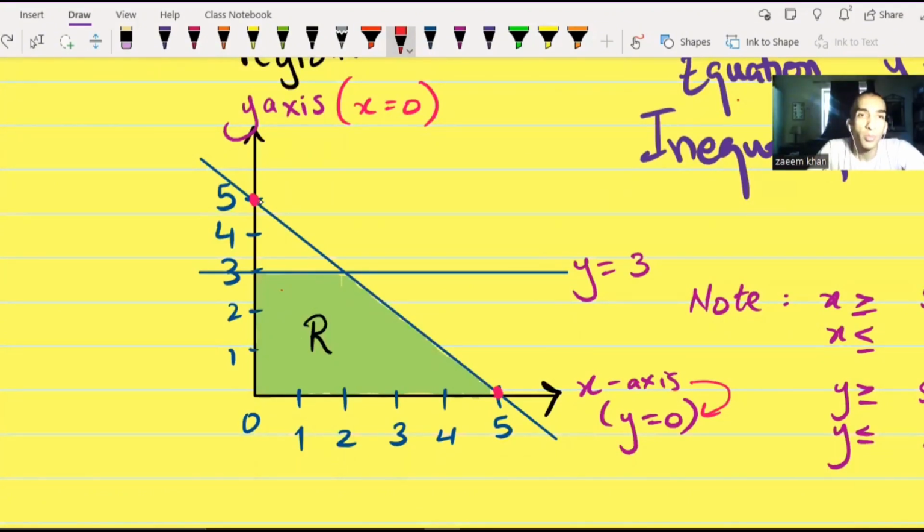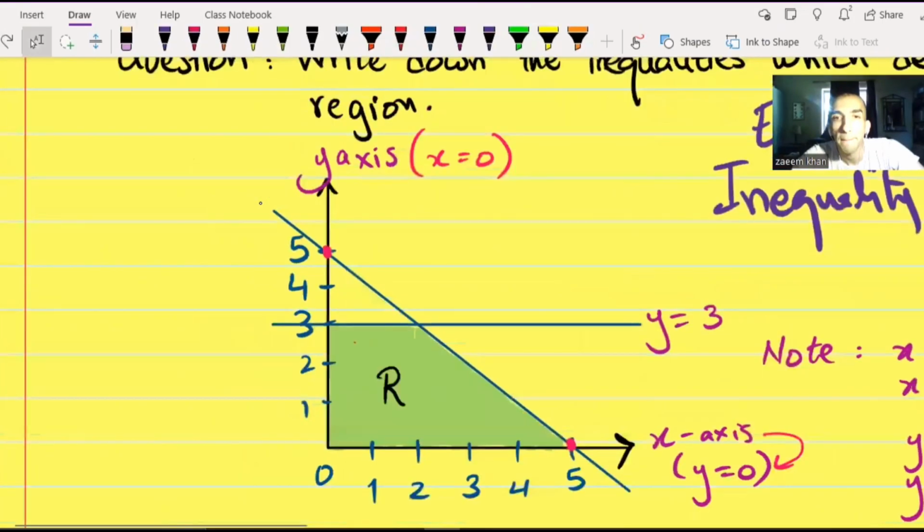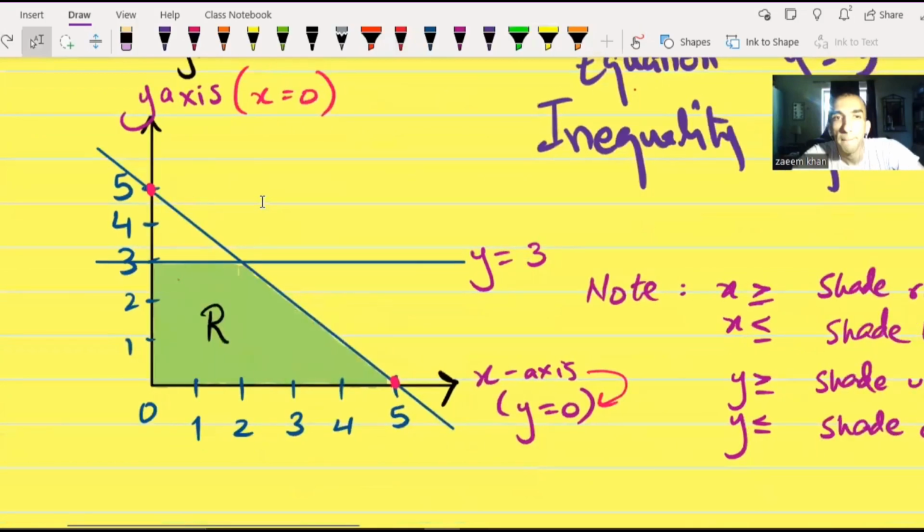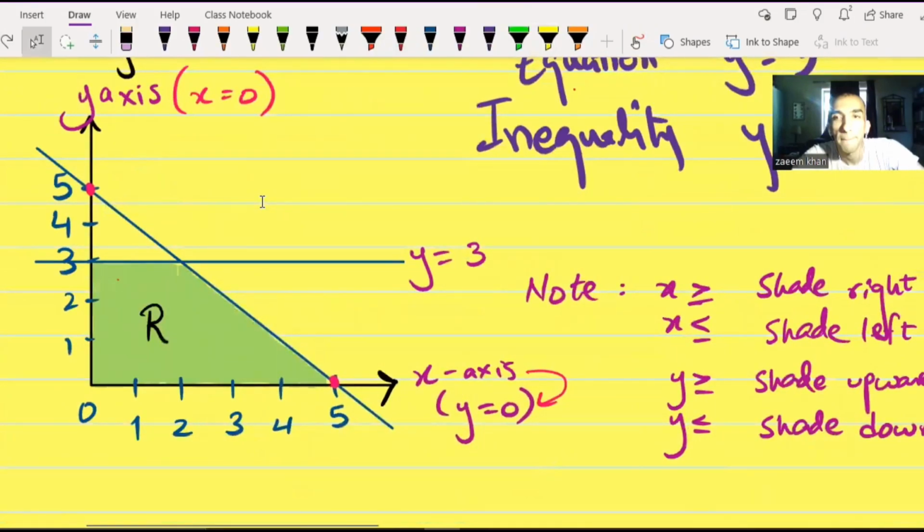Are we supposed to stay towards the right of this line or the left of this line? Towards the right. Now, if I ask you to give me the inequality for this, what are you going to say? X is greater than or equals to 0. Why? Because we're staying on the right of it.